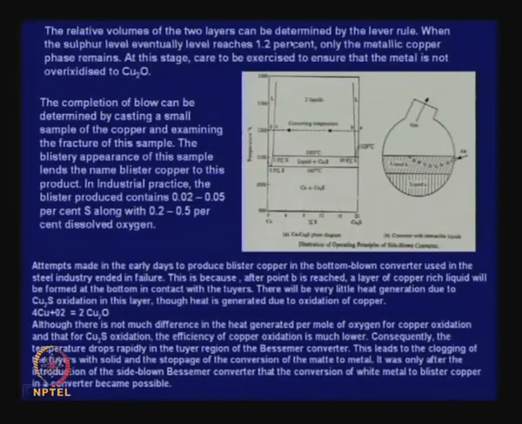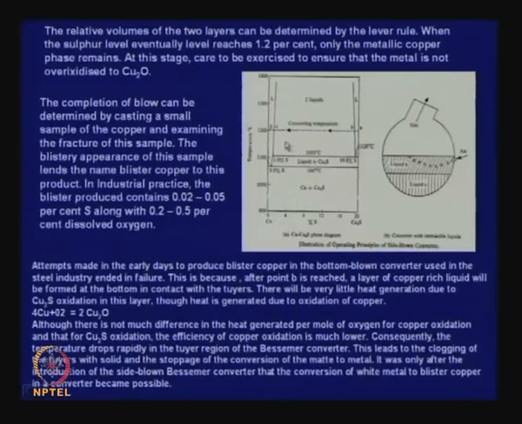Let me go through this first. The relative volumes of the 2 layers can be determined by the lever rule. When the sulfur level eventually drops to 1.2%, only the metallic copper phase remains. At this stage, care has to be exercised to ensure the metal is not over oxidized to Cu2O. Now, as I said, there is a stage when Cu2S reacts with 2Cu2O to produce copper, and you are left with copper and copper sulfide. In that case, you will get 2 layers.